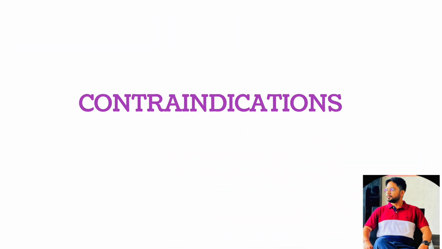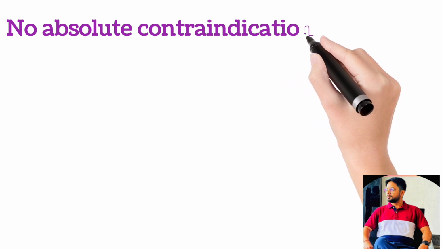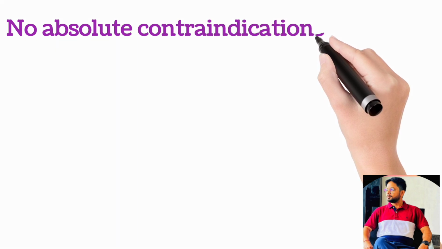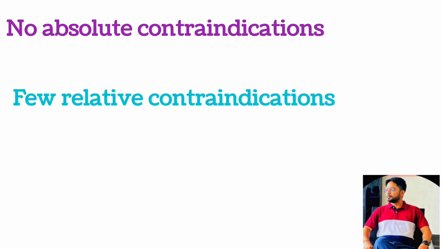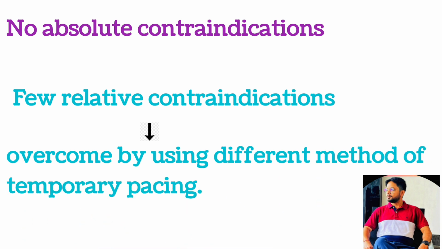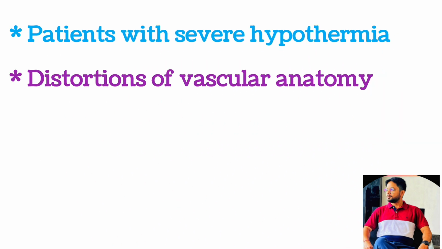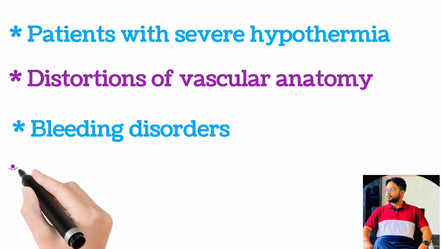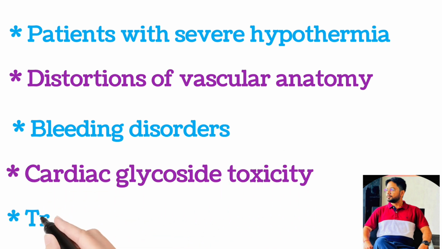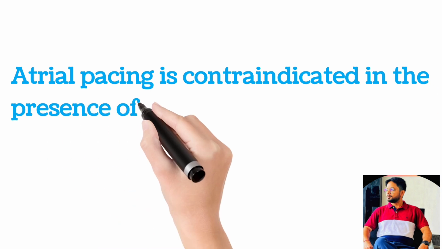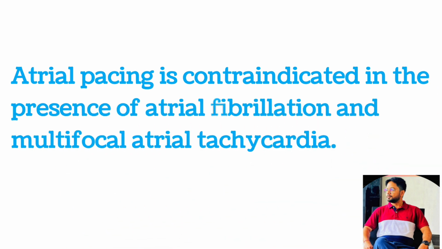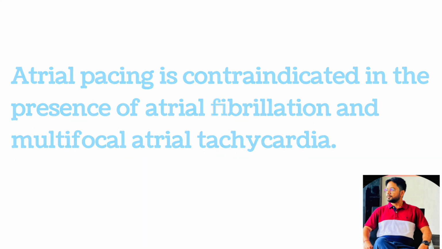Contraindications of temporary cardiac pacing. There are no absolute contraindications to the use of temporary cardiac pacing. A few relative contraindications do exist for particular types of temporary pacing, which however can be overcome by using a different method of temporary pacing. The conditions are patients with severe hypothermia, distortion of vascular anatomy or bleeding disorders, cardiac glycoside toxicity, presence of tricuspid valve prosthesis. Atrial pacing is contraindicated in the presence of atrial fibrillation and multifocal atrial tachycardia.